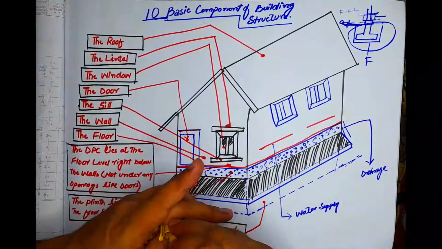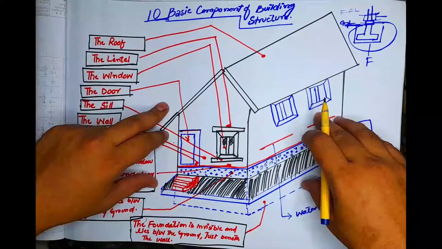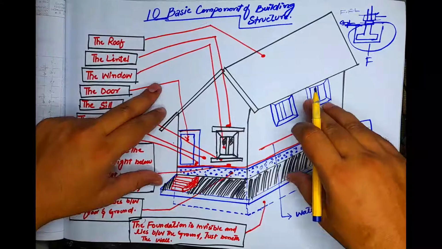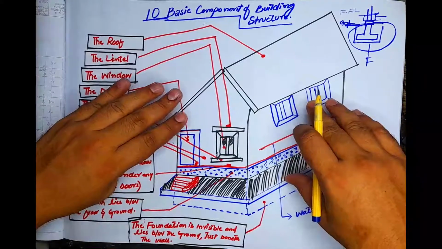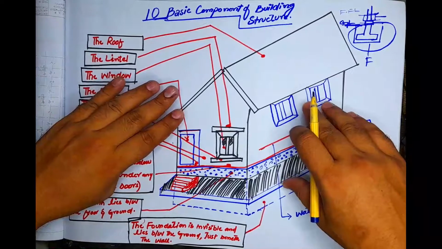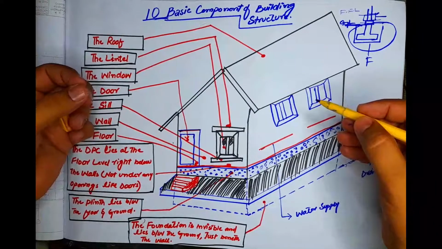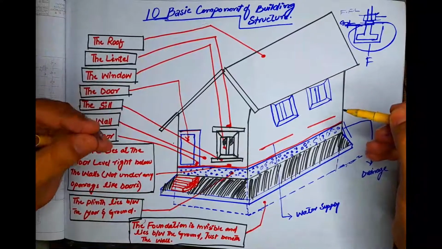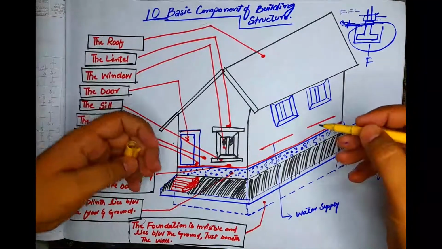A plinth is normally constructed just above the ground level and immediately after the foundation. It raises the floor above the ground level and thereby prevents surface water from entering the building. Because of the plinth level, the underground water doesn't penetrate into the building.